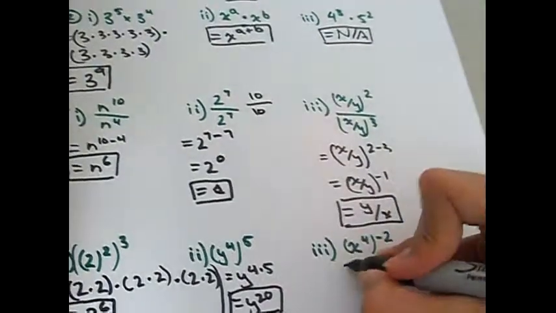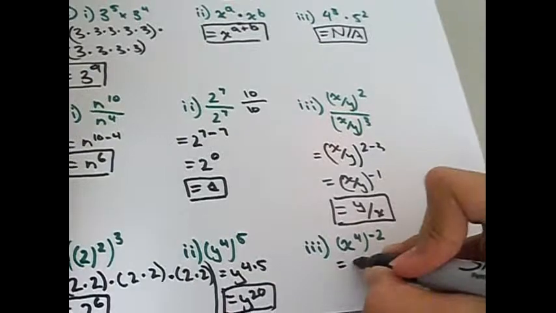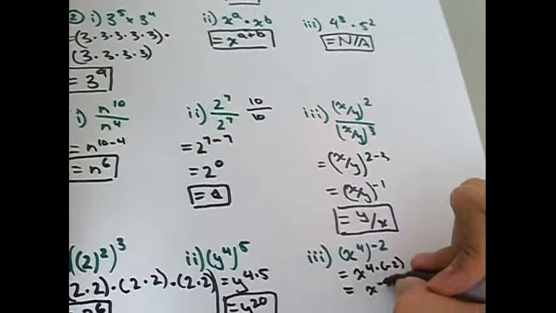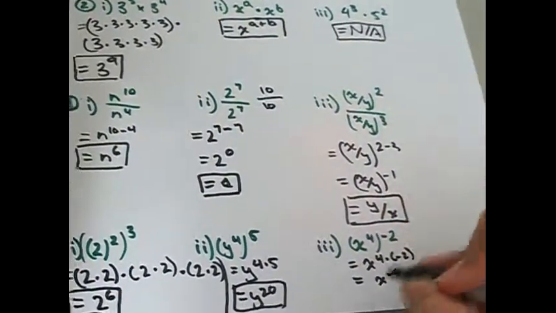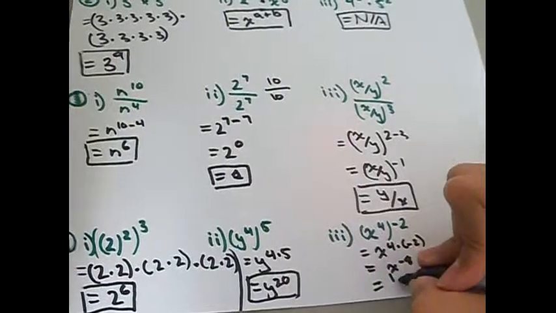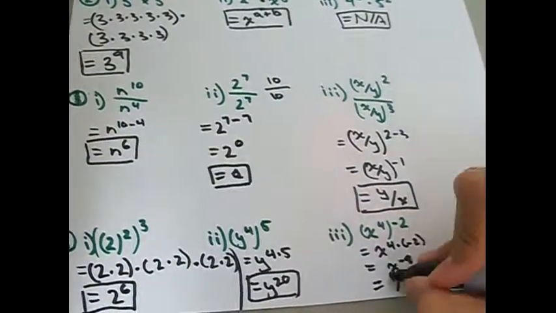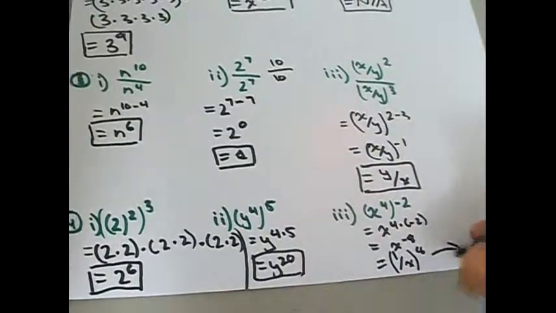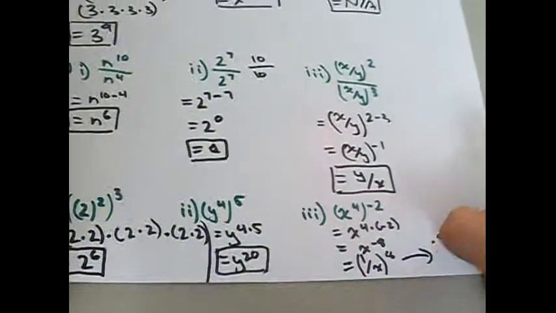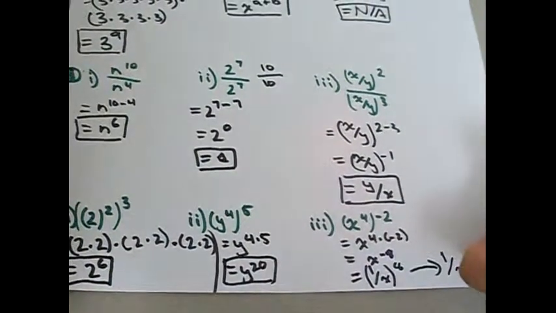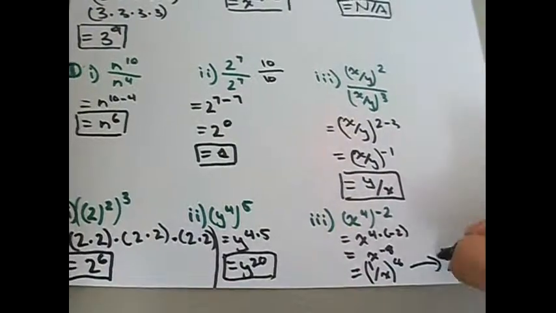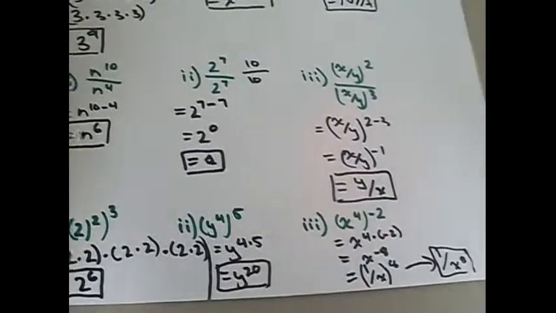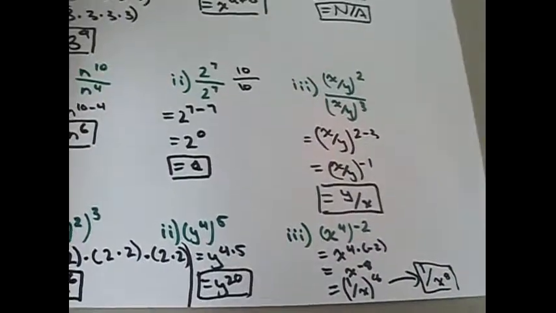x to the power of 4, to the power of negative 2. Multiply the exponents, you'll get x to the power of negative 8. Flip the fraction to get rid of the negative sign. 1 over x to the power of 8. So our final answer is 1 over x to the power of 8.